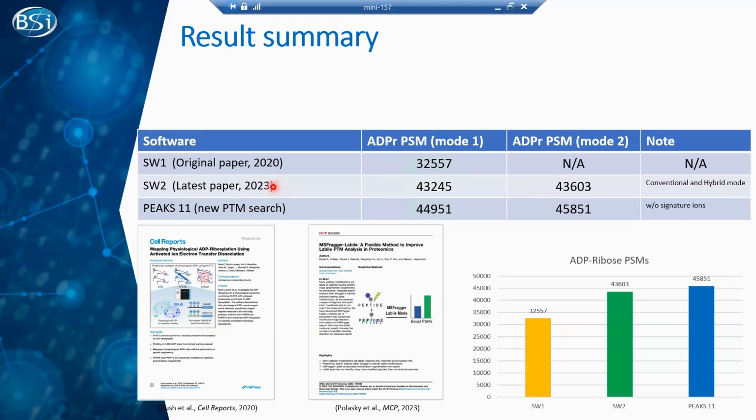So in the final result, we compare the original paper and the latest paper that processed the same data set with other software. And here we process with PEAKS 11 with the new PTM search. So we compare two modes. In this mode, we search without the signature ion, and in this mode, we search with the signature ions. So we can find more than other software with the signature ions.